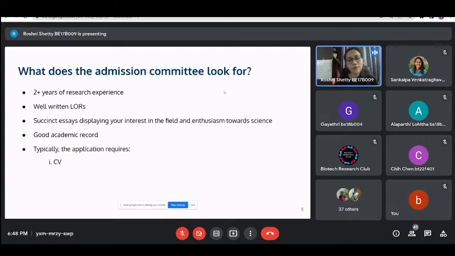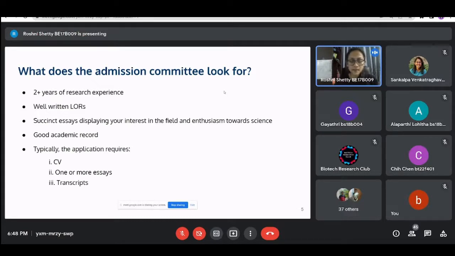Only one program asked for a 1-page CV. So it was really hard to compress everything, but give enough time to have a well-crafted CV. So next is the essays. I'll get to the essays. Typically it could be one research statement or it could be more than one essay.